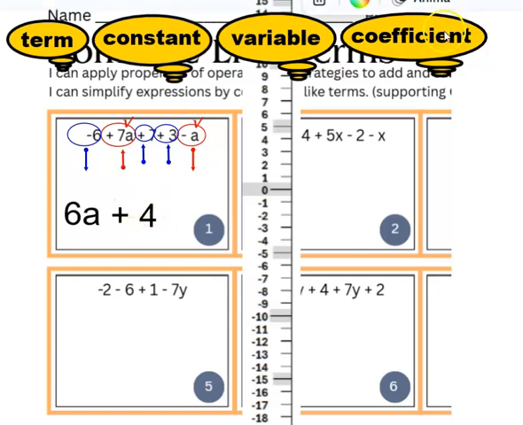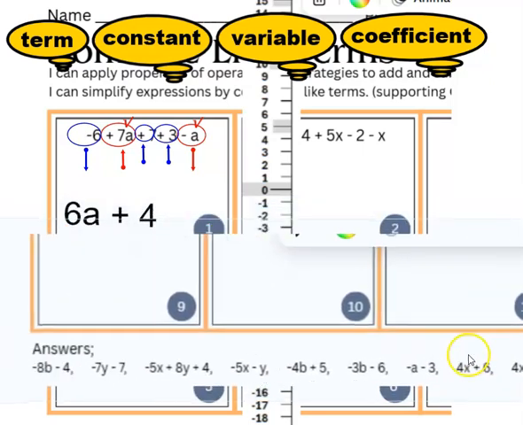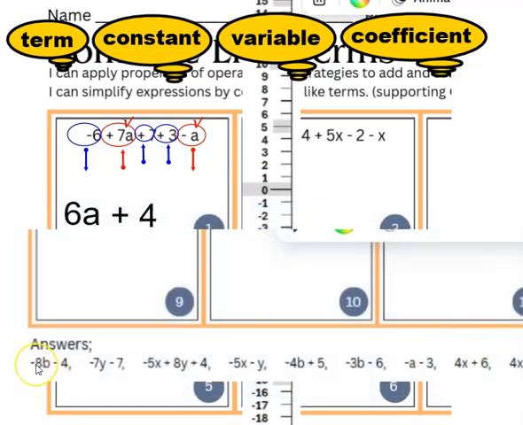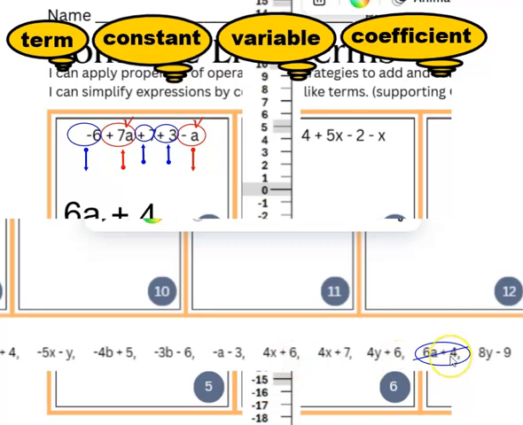Now let's take a look at the answer key and how this works. Down in my answer key here, I see my 6a plus 4, and so I cross that one off. And notice that in my answer key, I start off with the negatives first and work my way up, just like on a number line, and that's how I can see where I've come to that 6a plus 4.